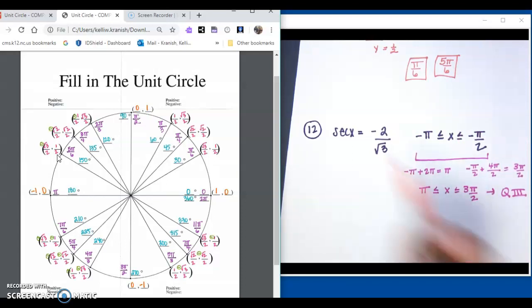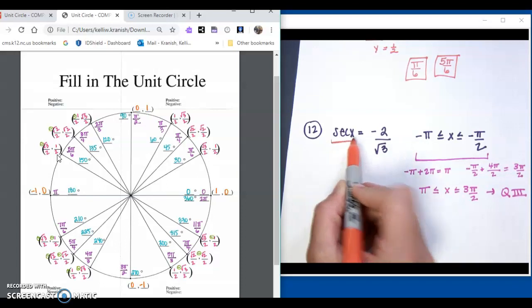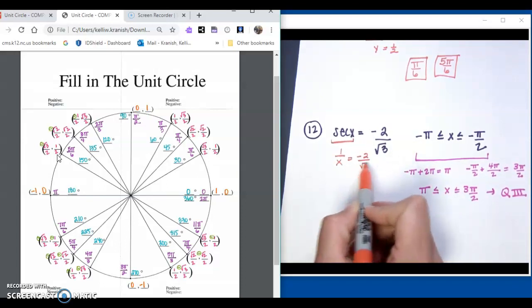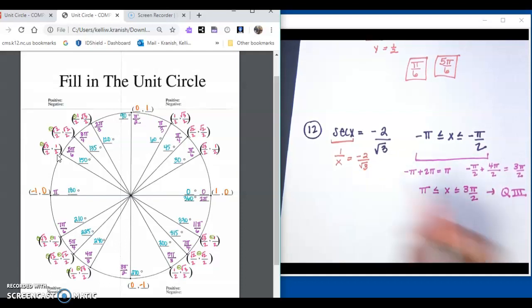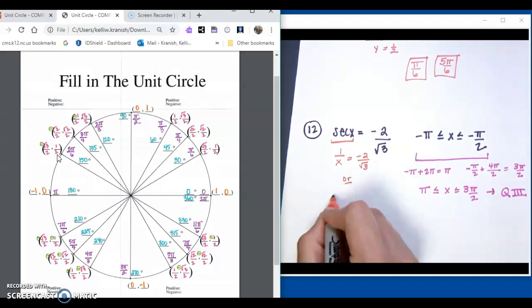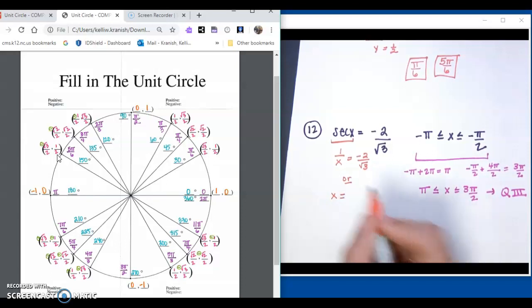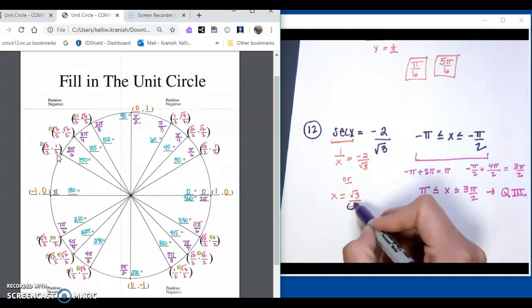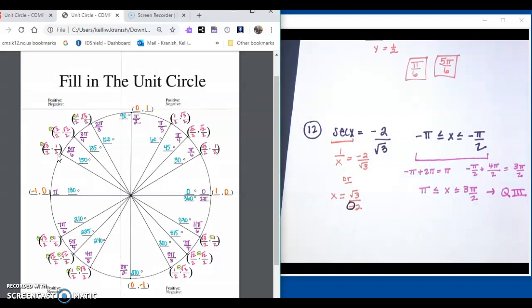Okay, so for secant, we know secant goes with cosine, so this means 1 over x is equal to negative 2 over the square root of 3. I like to flip them around, so this is the same thing as when x is equal to square root of 3 over negative 2. Guys, keep in mind with the negatives, it doesn't matter if the negative goes on top or bottom, okay, it just means it's negative. So we are only looking in quadrant 3. And we're looking for when it's negative square root of 3 over 2. So that happens at 7 pi over 6.